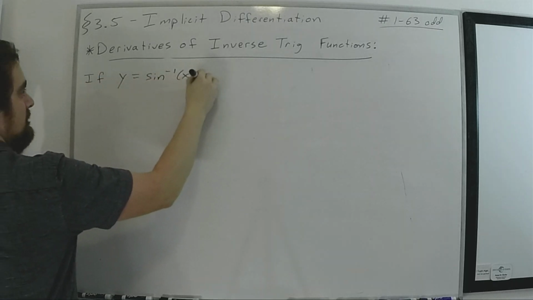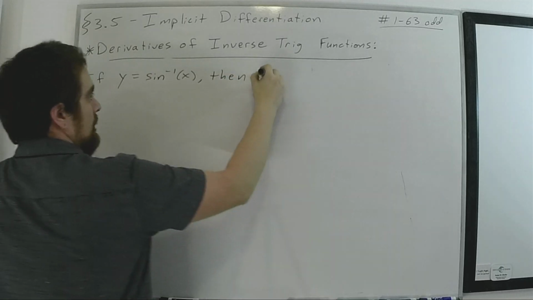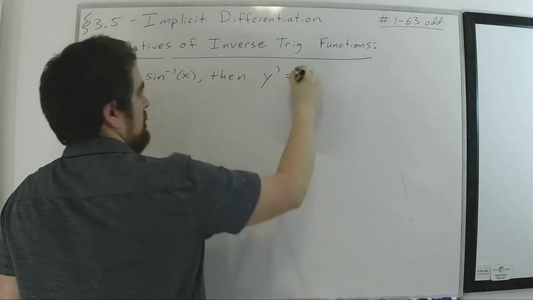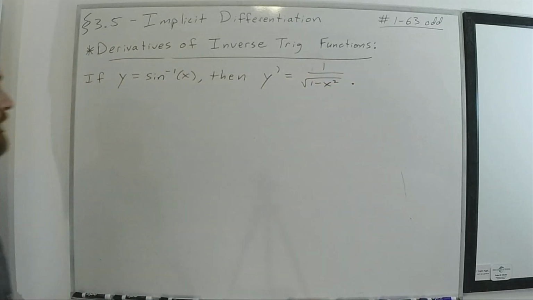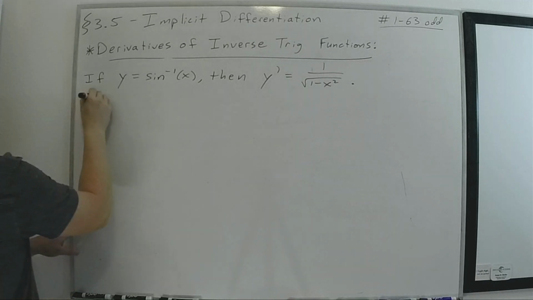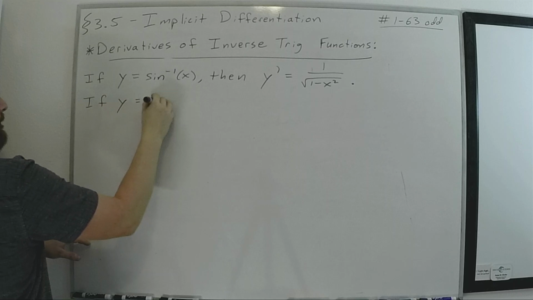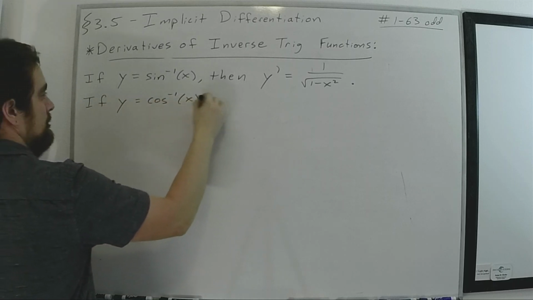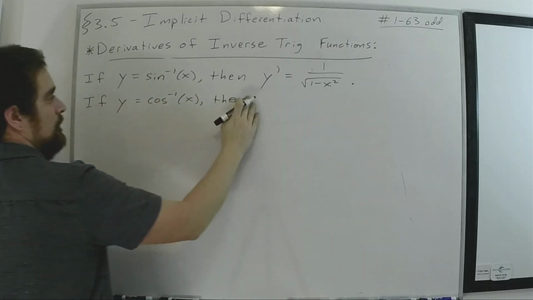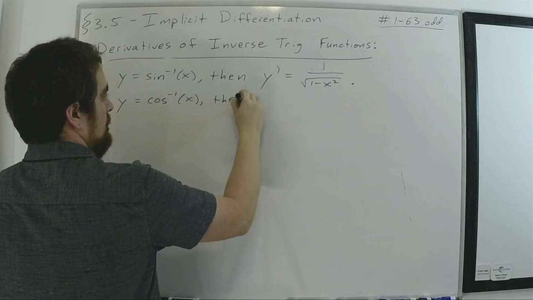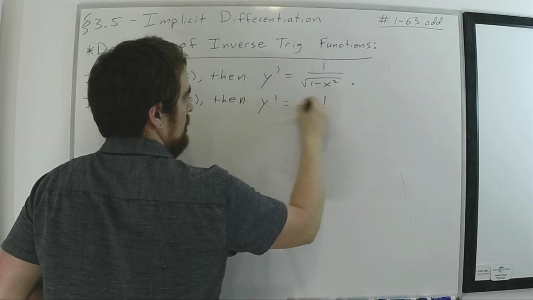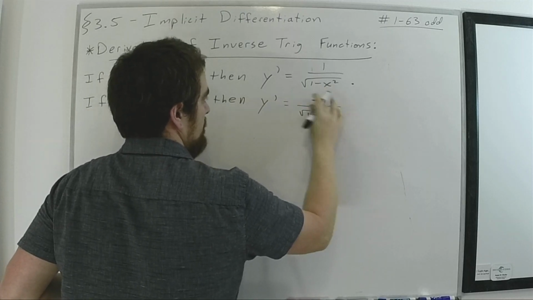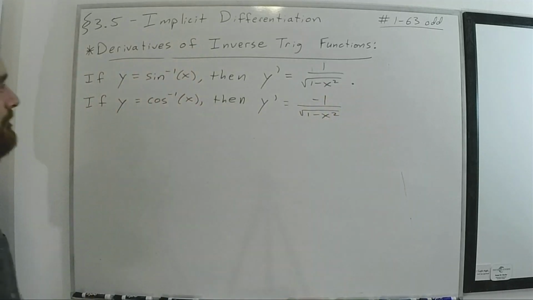If y equals sine inverse of x, then y prime, the derivative of the sine inverse function, is 1 over the square root of 1 minus x squared. So there's our first one. We can do that same process again to show that if we're looking at cosine inverse of x for our function y, then y prime is going to be negative 1 over the square root of 1 minus x squared. So you just have a little extra negative to deal with. Not too bad.